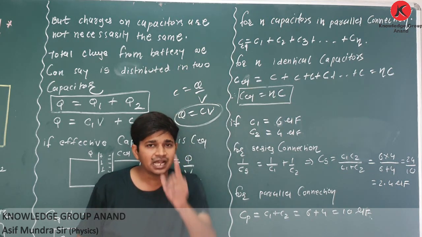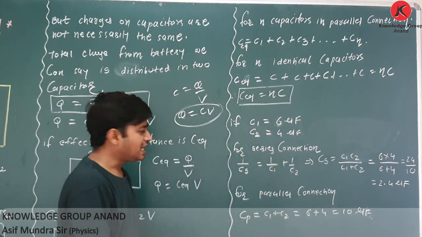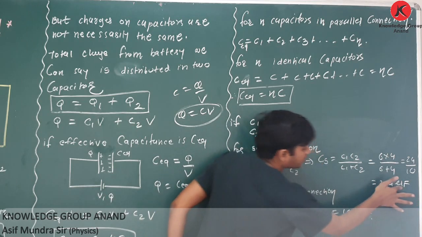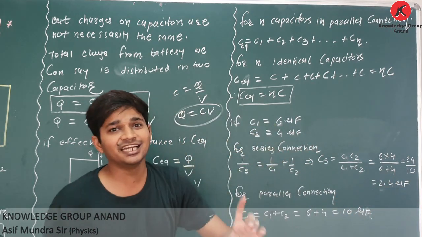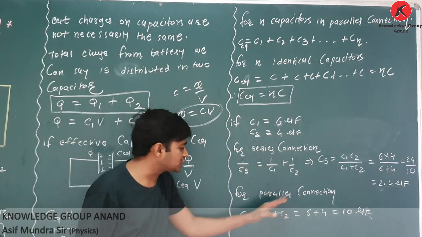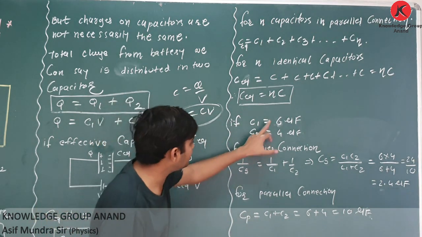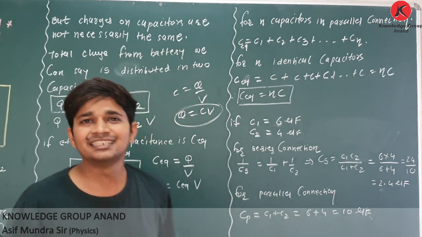Now you may ask, sir, what is the result? What is the conclusion? C1 is 6, C2 is 4. In series connection, the equivalent capacitance is 2.4, less than each capacitor. And in parallel connection, Cp = 10 microfarad, greater than each capacitance. So this is the result.